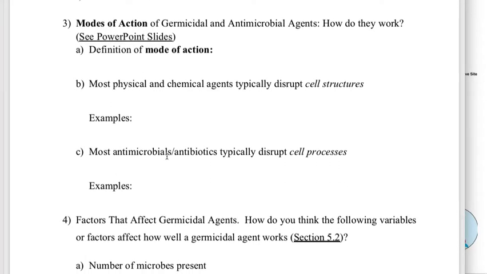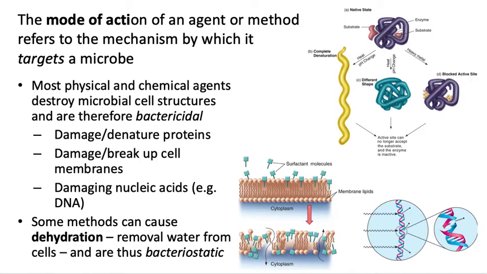When we get to modes of action, we're really just referring to how one of these agents works. And so when I refer to an agent, I mean something like bleach or vinegar or ammonia or heat or radiation. So the agent is the thing that's doing the killing or the preventing of growth. The mode of action means what does it do so that it's actually working? And so most of the physical and chemical agents that we're going to talk about are going to destroy bacterial or microbial structures. So if an agent like bleach damages all cellular proteins, this is very harsh.